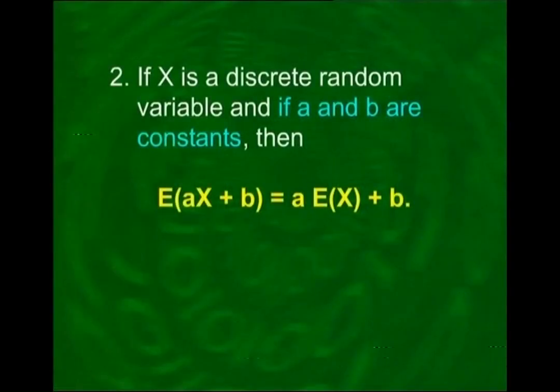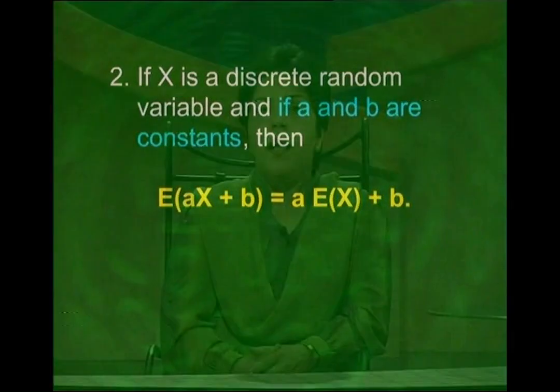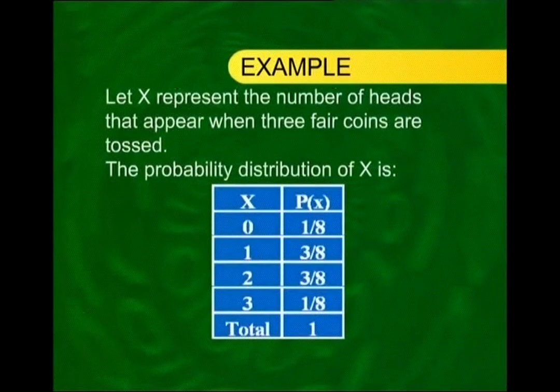The next property, as you now see on the screen, expected value of AX plus B is equal to A times expected value of X plus B, where A and B are any two constants. Aye, is property ko usi example ke zariye understand karne ki koshish karte hain jo humne aaj ke lecture ke shuru mein discuss kiya. As you see on the screen, for the tossing of the 3 balanced coins, X is equal to 0, 1, 2, 3, and the probabilities are 1 by 8, 3 by 8, 3 by 8, and 1 by 8.